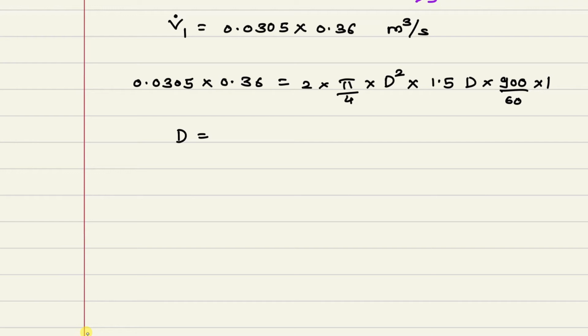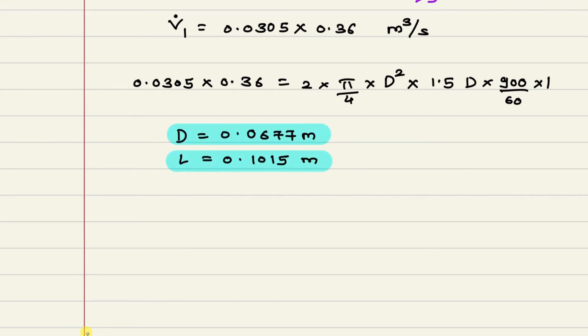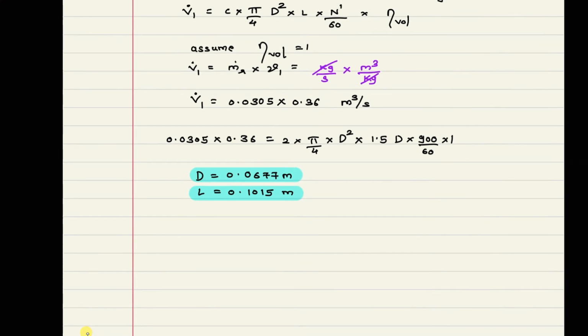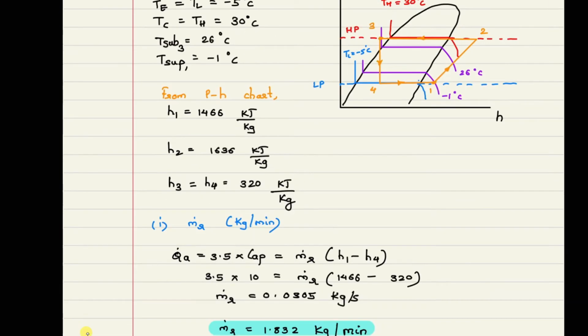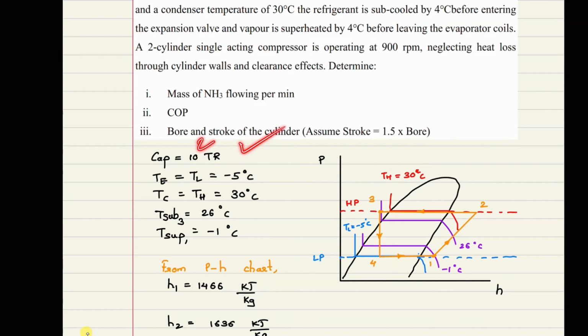or bore, it is equal to 0.0677 meter. You can convert this to centimeter, and length or stroke length, it is equal to 0.1015 meter. So these are the answers. So we have completed this numerical and calculated bore and stroke as well.